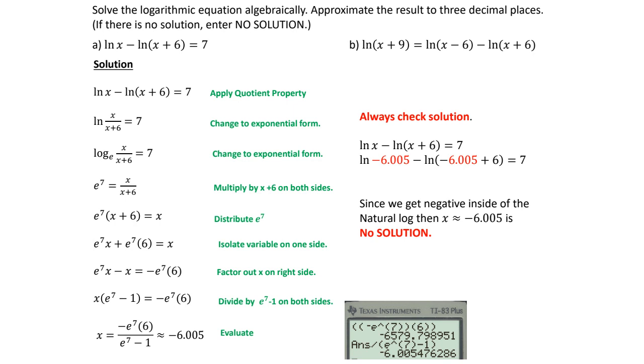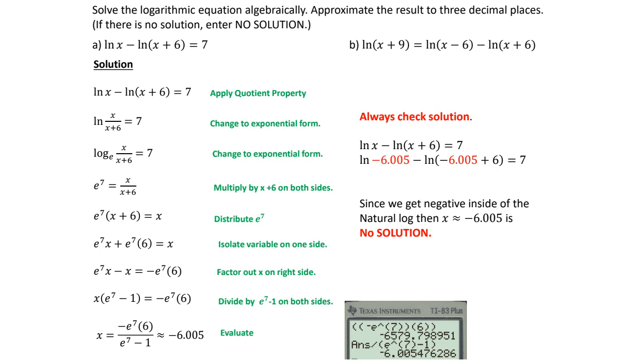So we want to condense, right? So we want to solve the logarithmic expression, and to do this, to solve it, we want to condense it, right? We want to be able to solve for one value. So here, on the left side of the equation, I have two logs. These are the natural logs. And so they're the same base and they're being subtracted. So I apply the quotient property, which is going to give me the natural log of x divided by x plus 6 equals 7.